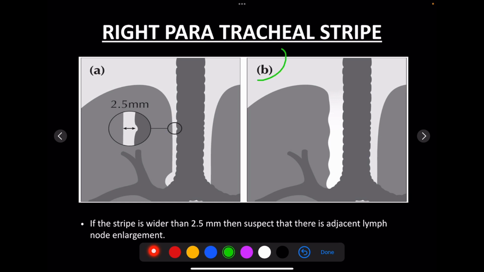And here in this B picture you can see that the distance is increased. It is more than 2.5 mm, and usually it is due to same-side adjacent lymph node enlargement. Compare this distance.